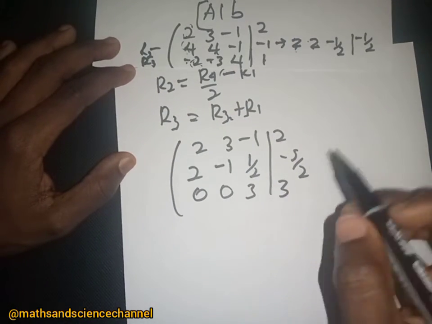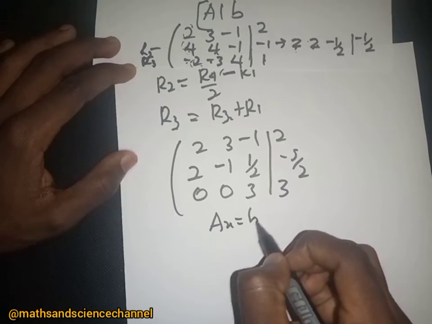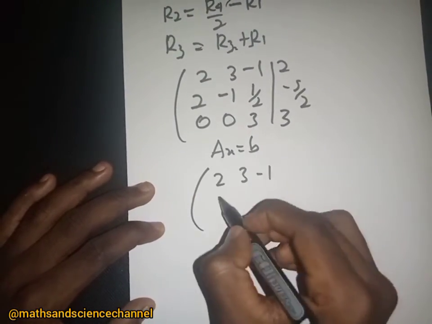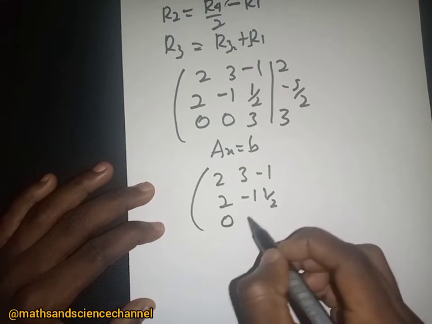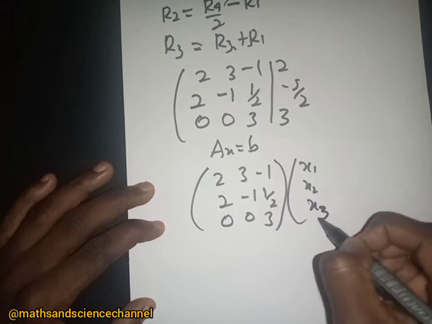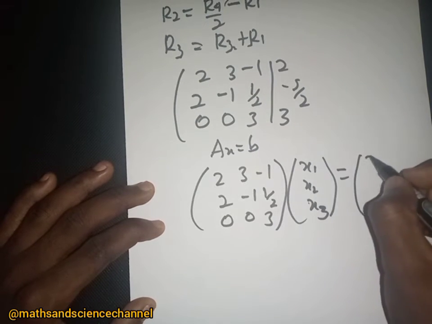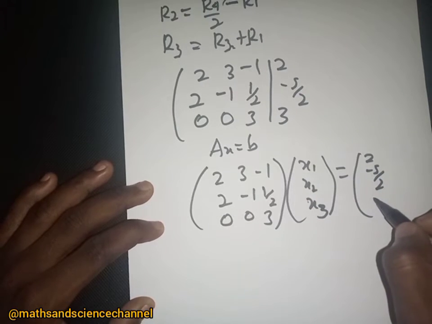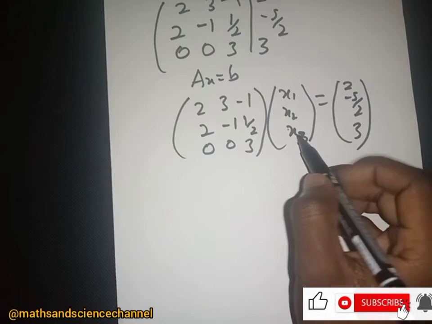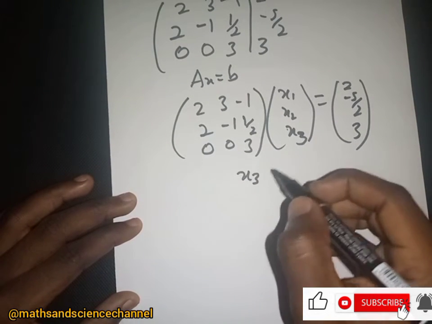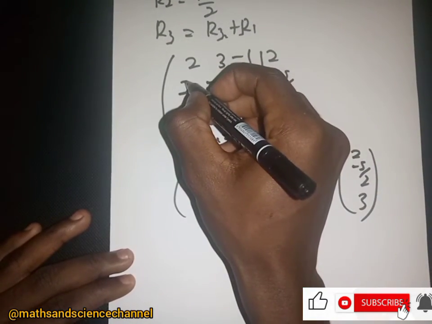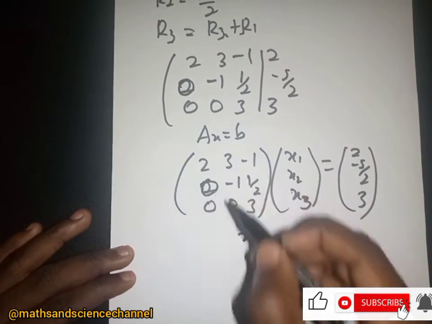From here, remember we said A x is equal to B, right? So let's continue here. We have 2, 3, negative 1, 0, -1, half here, 0, 0, 3 here, multiplied by x1, x2, x3 here, being equal to B. So B here is just 2, negative 1 over 2, and also 3. So we have these values here. So we have x3 here, right? So remember this goes to 0, right? This goes to 0, sorry, it goes to 0.